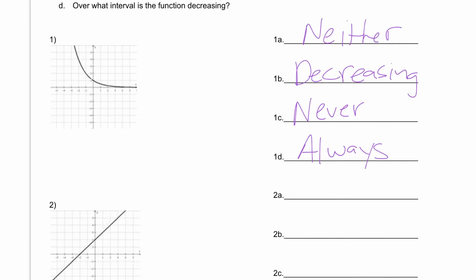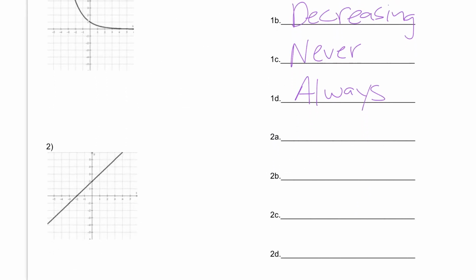Let's take a look at another function in number 2. Number 2 is our line. If we look at our line from the left to the right, we are going up the entire time. It's never changing directions. So for letter A, is there a maximum or a minimum point, or neither? We would say neither.